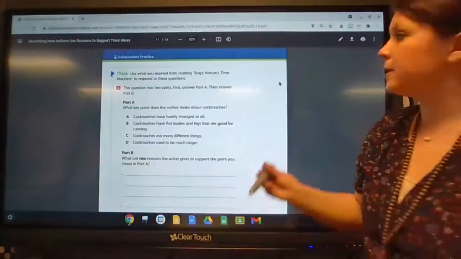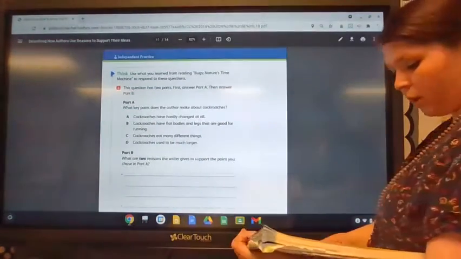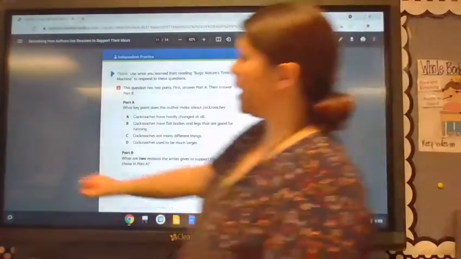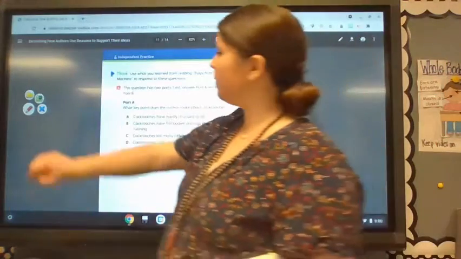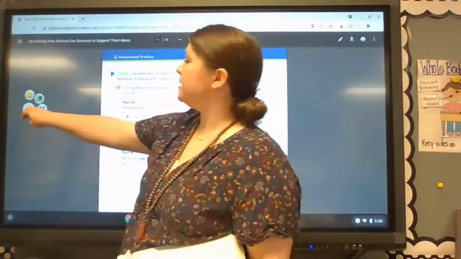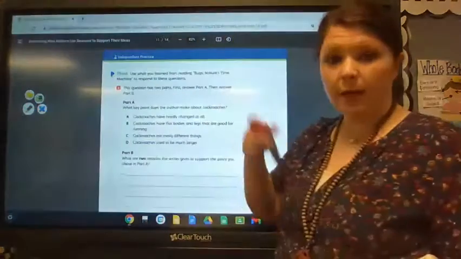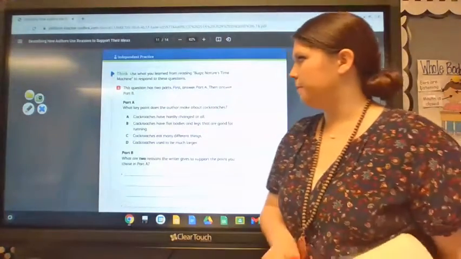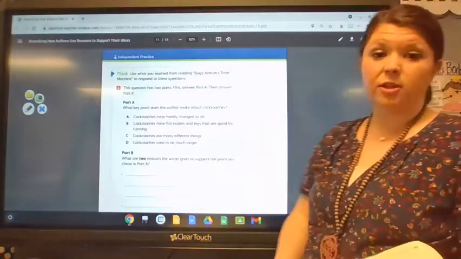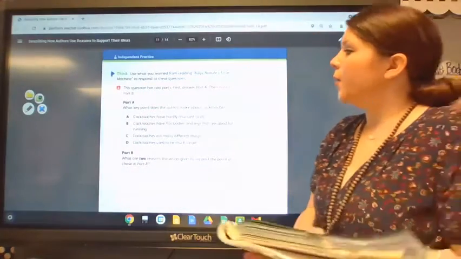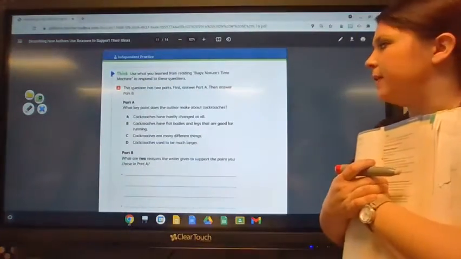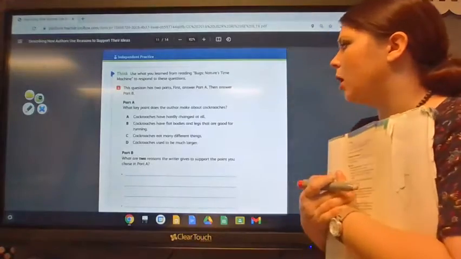All right, let's go ahead and look at question number 1 on page 320. Okay, you will have to flip back and forth between this page and the text so that you can go back and find evidence if you need. Okay, all right, so this question has 2 parts. First answer part A, then answer part B. Part A, what key point does the author make about cockroaches?